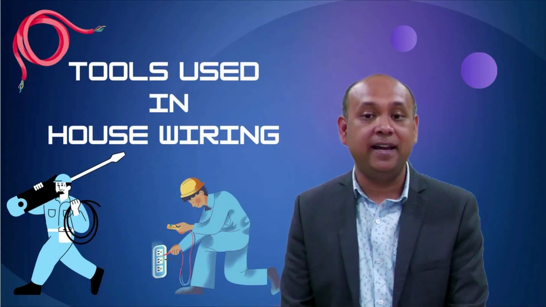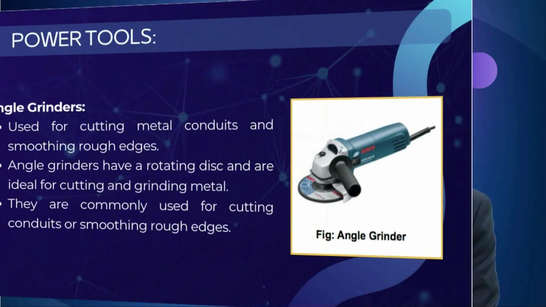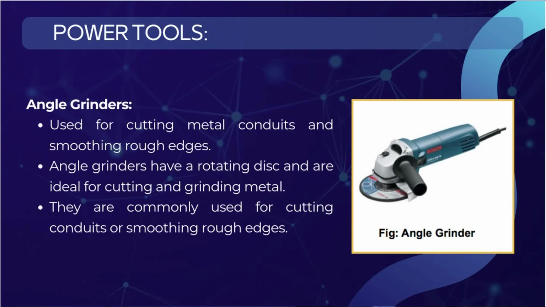Next is the angle grinder. The angle grinder is used for cutting metal conduits and smoothing rough edges. They have a rotating disc and are ideal for cutting and grinding metal. They are commonly used for conduit cutting or smoothing the rough edges.